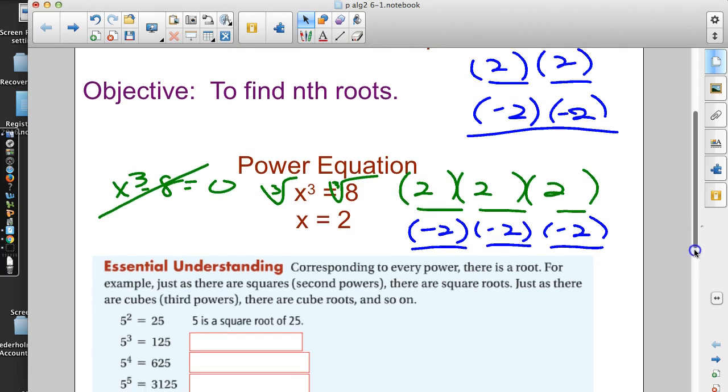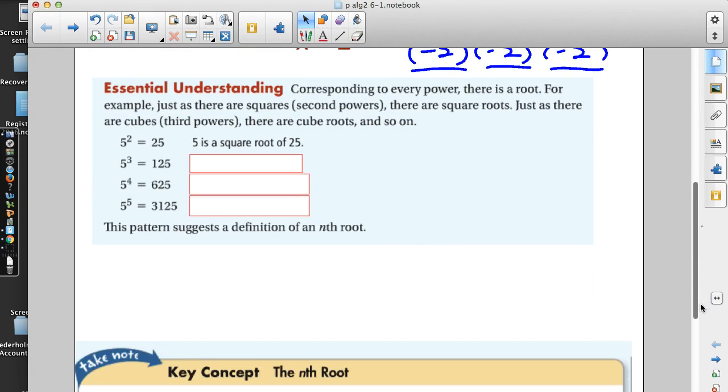So down here it says, corresponding to every power there is a root. You should have learned this a long time ago. Whatever we can do forwards in math, we have to do backwards. So if we're going to say 5 to the third is 125, there has to be a way to undo that and bring it back. And that's part of math.